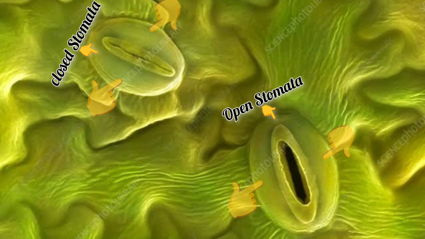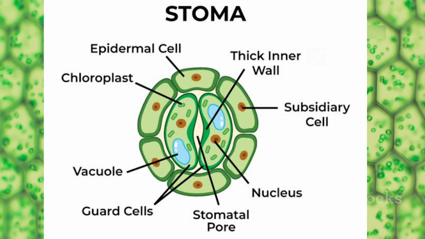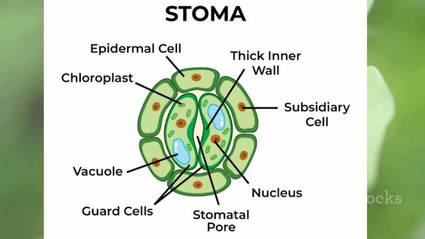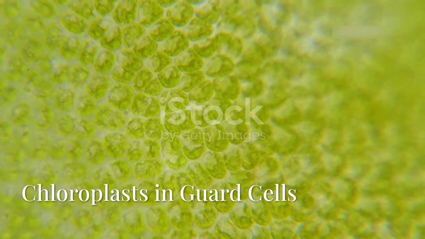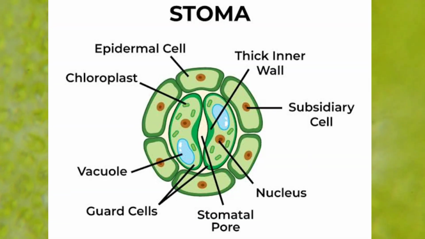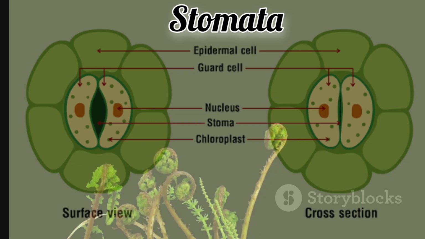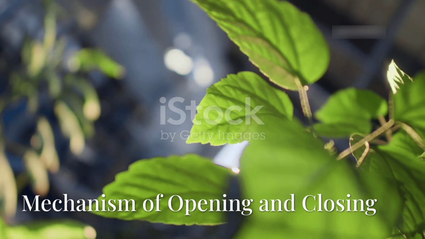Each stoma is surrounded by 2 bean-shaped guard cells. These guard cells are attached to each other at their ends. The inner wall of each guard cell is thick and elastic, while the outer wall is much thinner. The guard cells are actually the only cells of the leaf epidermis which have chloroplast. Changes in the shape of guard cells control the opening and closing of stomata.